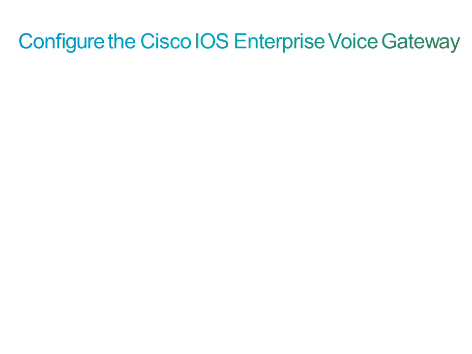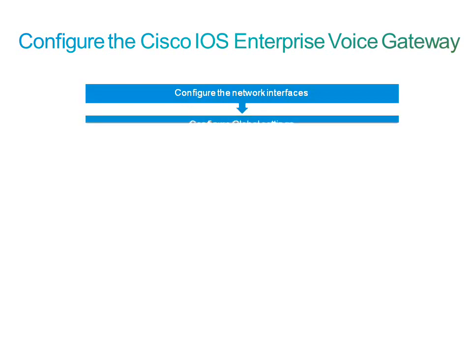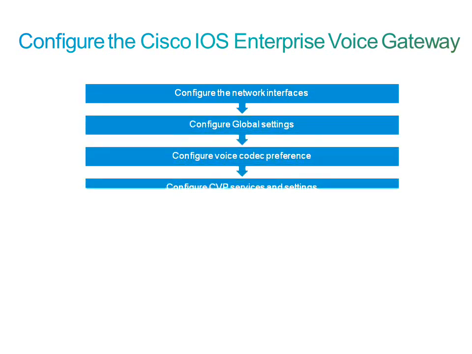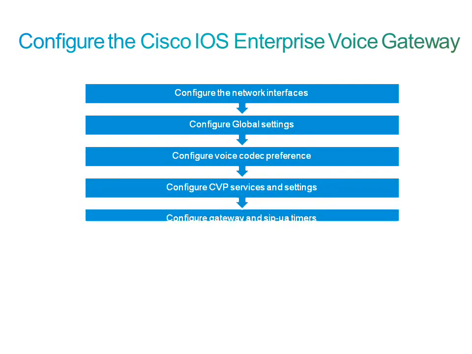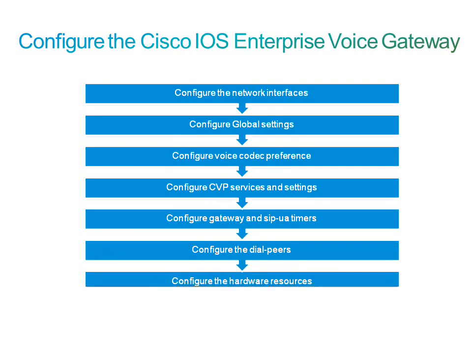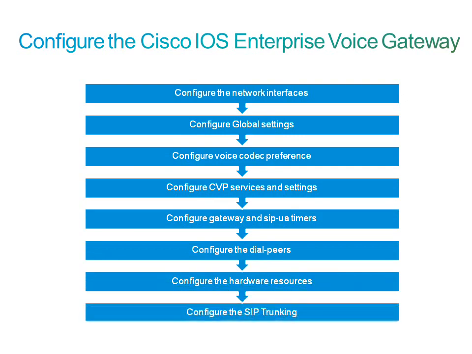The final device to configure is the iOS Enterprise Gateway. This is not a virtual machine, but rather an iOS device. The configuration of this device requires iOS configuration knowledge. From the iOS command line interface, configure the following: network interfaces, global settings, voice codec preferences, CVP services and settings, gateway and SIP timers, dial peers, hardware resources, and SIP trunking.